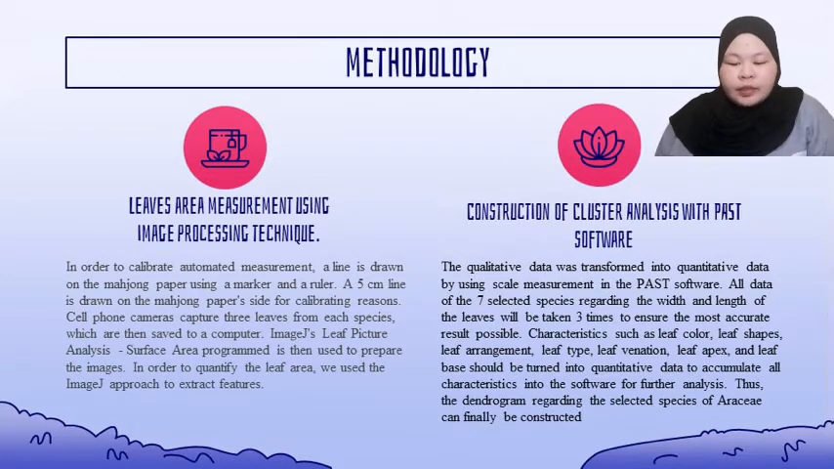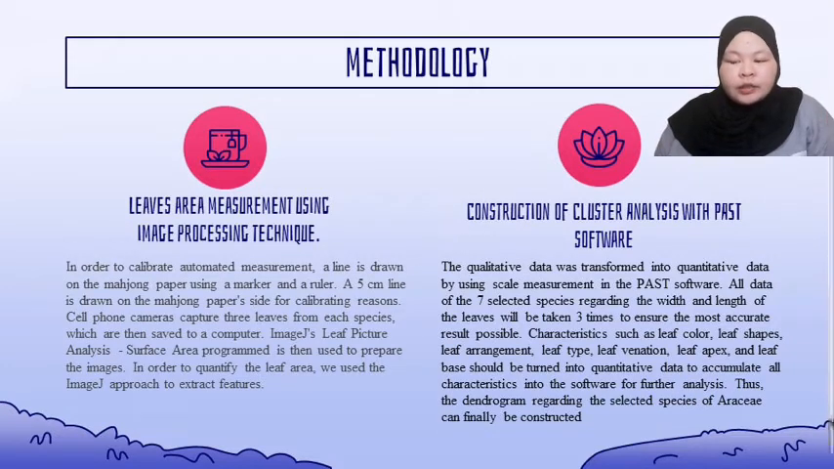A 5 cm line is drawn on the margin paper side for calibrating reasons, and the cell phone's camera was used to capture 3 leaves from each species, which are then saved to a computer. ImageJ leaf picture analysis: the surface area program is then used to prepare the image, and in order to quantify the leaf area, we use ImageJ to approach and extract the picture.